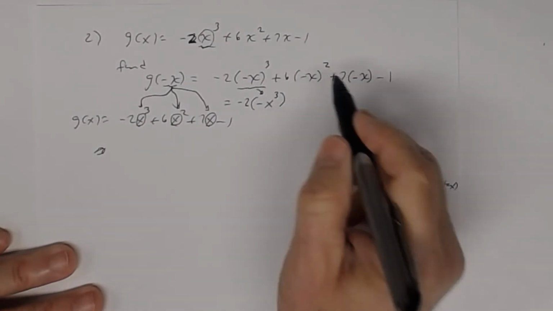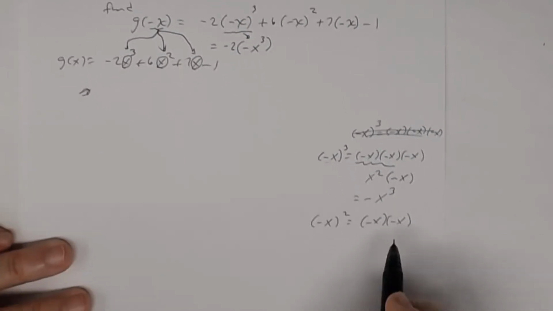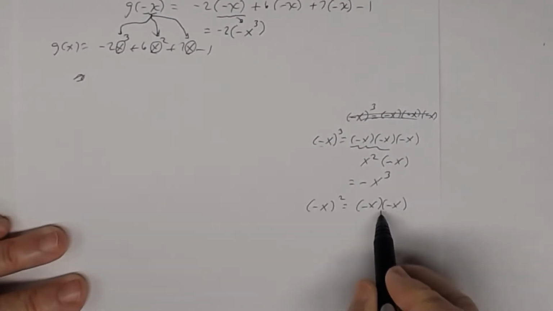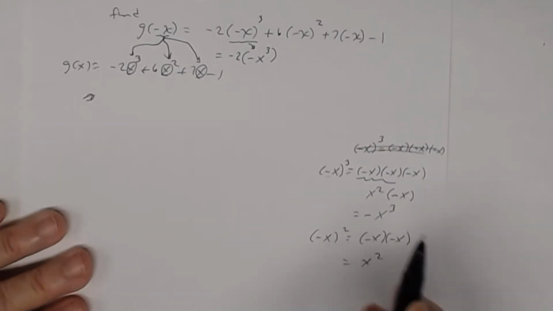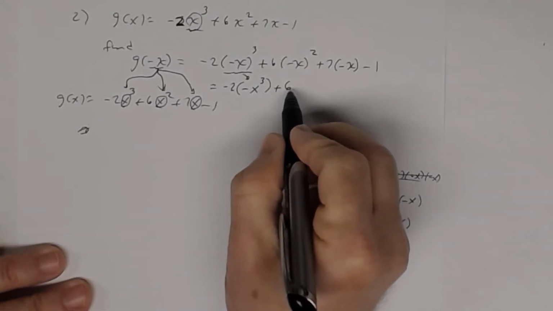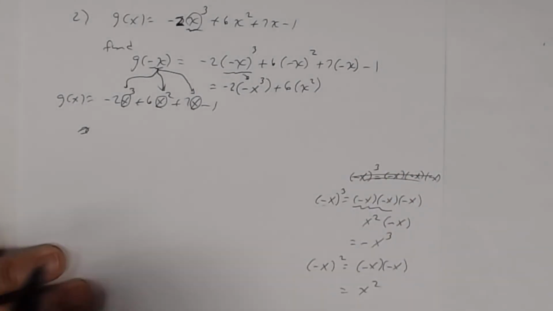All right, now let's do negative x raised to the second power. So negative x squared is negative x times negative x. Well, a negative times a negative is a positive, and x times x is x squared. So that's just x squared. So then this becomes plus 6, and I'm going to put that in parentheses, x squared like that. Okay, because I put this in parentheses, I'll put that in parentheses.